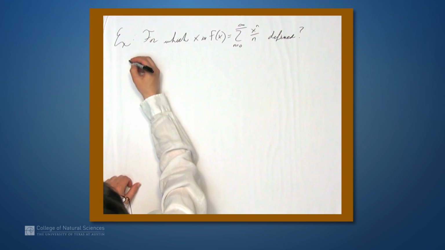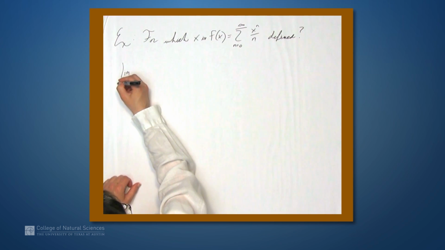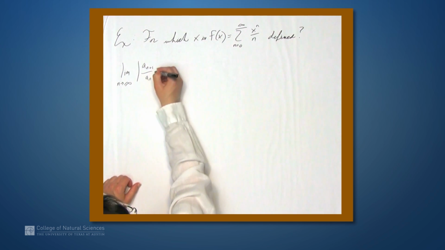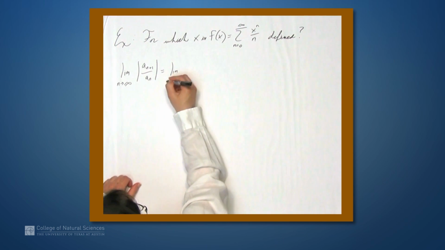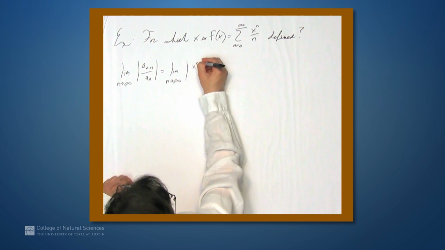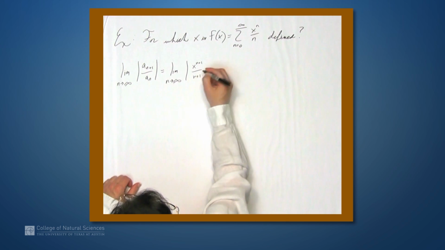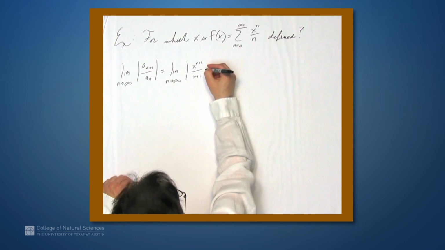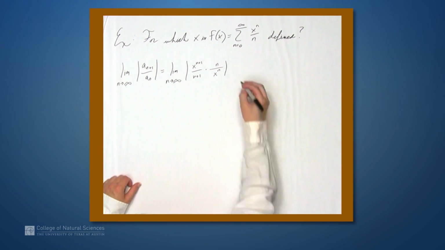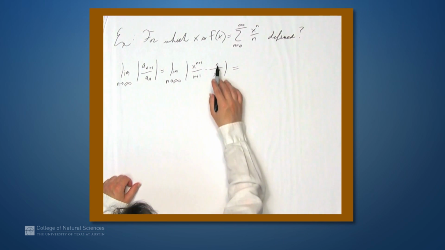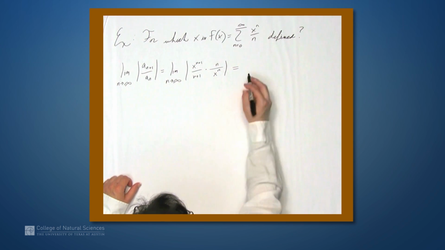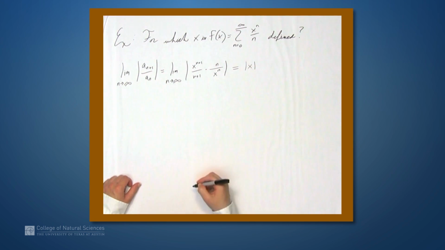So let's apply the ratio test. We'll look at the limit as n approaches infinity of the absolute value of a sub n plus 1 over a sub n. And this means that we're looking at the limit as n approaches infinity of the absolute value of x to the n plus 1 over n plus 1. And when we divide by a sub n, we're multiplying by the reciprocal, so let's multiply by n over x to the n. Now, when we take the limit as n goes to infinity, the n over n plus 1 goes to 1. x to the n plus 1 over x to the n leaves us simply with x. So this limit is the absolute value of x.